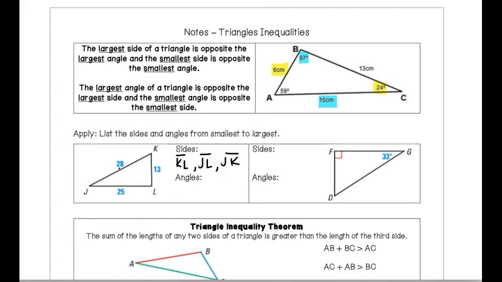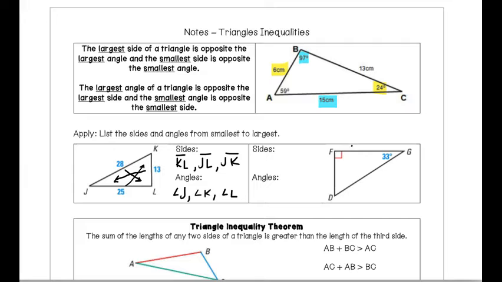So this means that the smallest angle would be across from the shortest side. That means that angle J would be the smallest. Our next side in order from least to greatest was the side of 25, or side JL. So opposite of that would be angle K. And then our longest side is 28, so we look across it at the largest angle, which would be angle L. And that's how we can put them in order from smallest to largest.